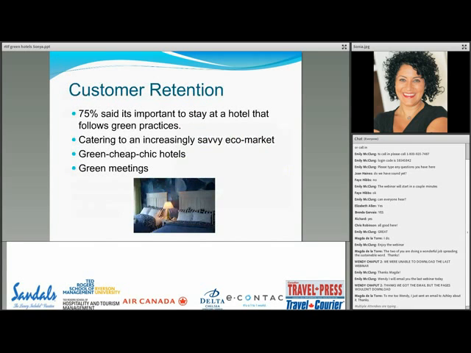I'd say with customer retention, there's a lot out there in terms of statistics about customer retention and greening practices. I have a statistic on here that indicates that from a particular study, 75% of customers say it's important to stay at a hotel that follows green practices. I think increasingly there's a savvy eco market out there, and that's where these green, cheap, and chic hotels are coming from. It's more from the corporate side. I also work in the meetings industry and greening of meetings, and when you look at these different trends with the blue and green meeting initiatives and sustainable meetings, a lot of the bigger hotel chains are really focusing on that to gain that corporate customer.